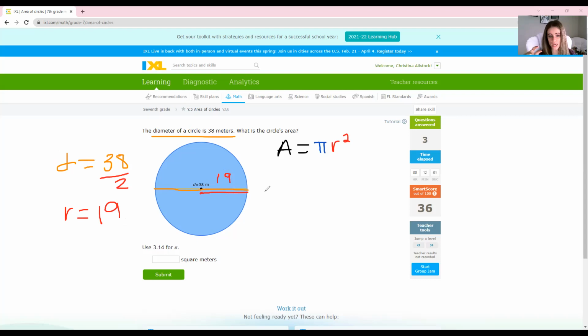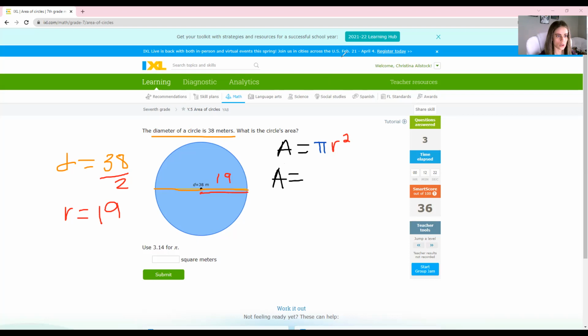So be careful when you get to a little bit higher of a SMART score to watch for that. Are you given diameter or are you given radius? If you're given diameter, you need to divide by 2, so you have the radius, which is needed for our formula. All right, let's substitute and solve.